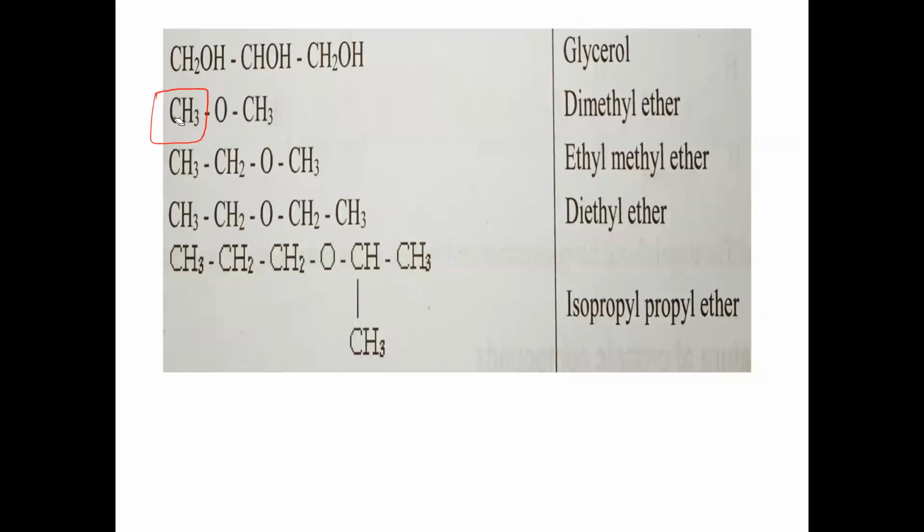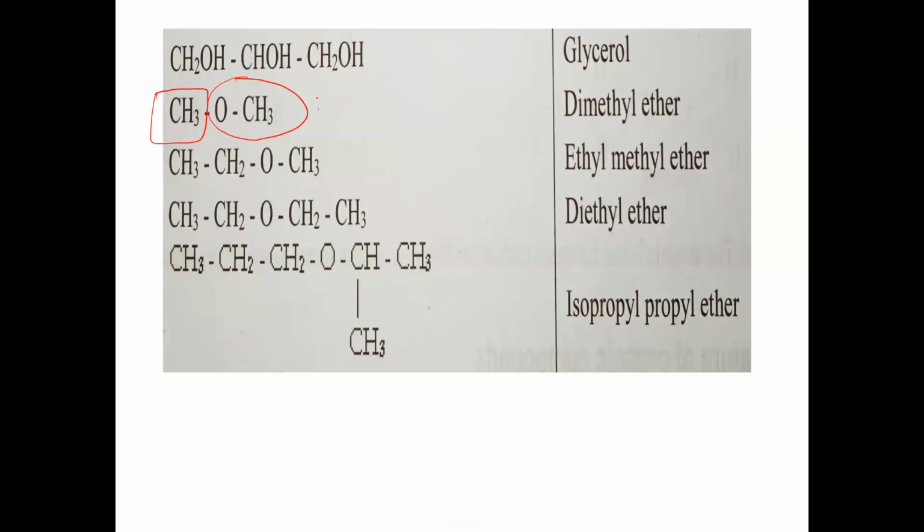So in this methane, in place of 1 hydrogen, which group is there? This is called methoxy group. CH3O is called methoxy, methyl and oxy. If OH is there, we say hydroxy, hydrogen and oxygen. If OCH3 is there, methoxy. If OC2H5 is there, ethoxy. Ethyl group and oxy is called ethoxy.